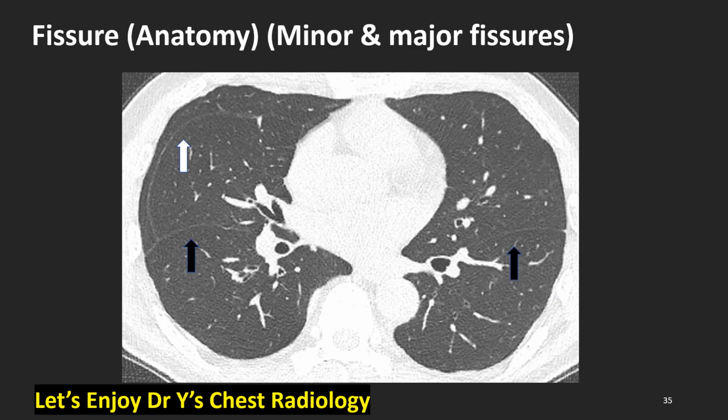Fissure anatomy, minor and major fissures. This is the axial image of CAT scan. White arrow indicates minor fissure. Black arrows indicate major fissures.